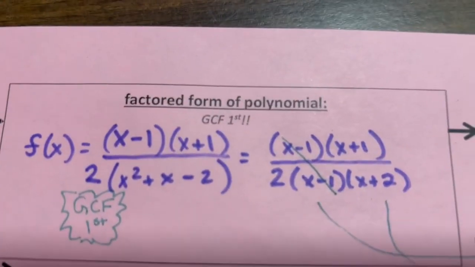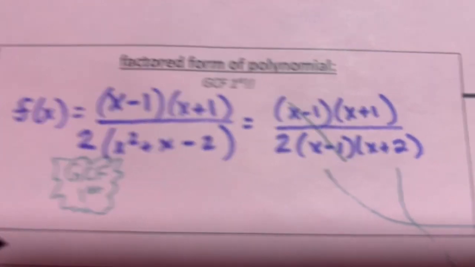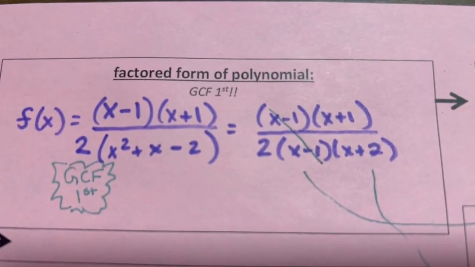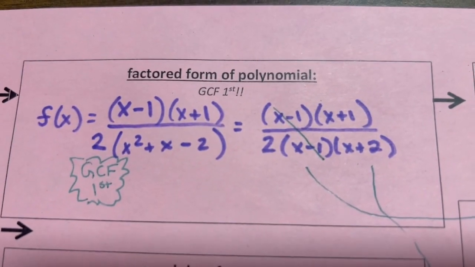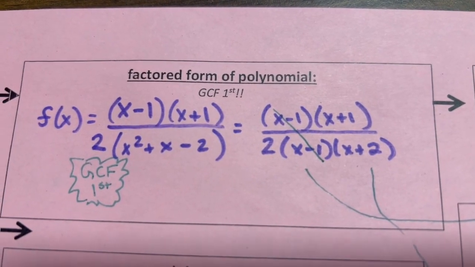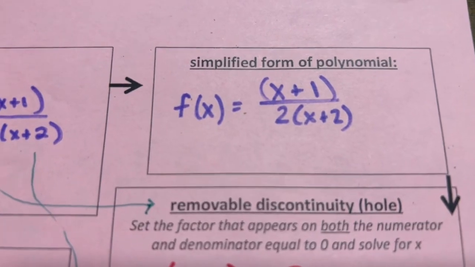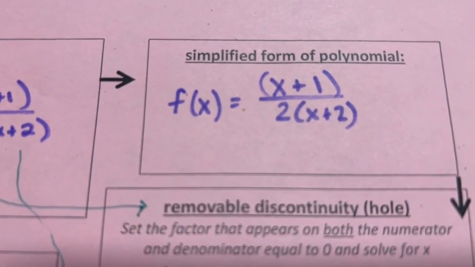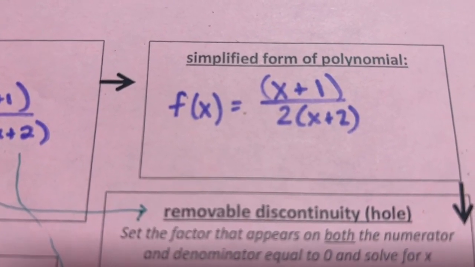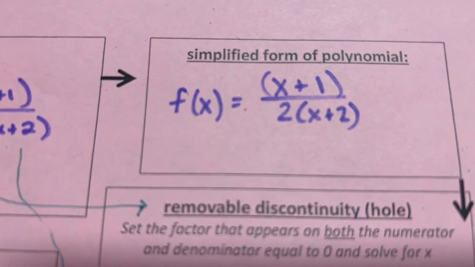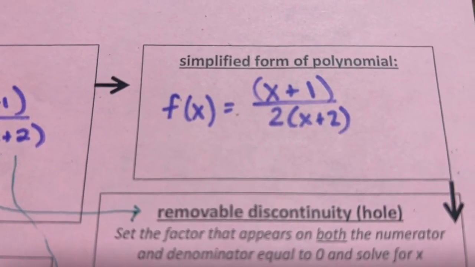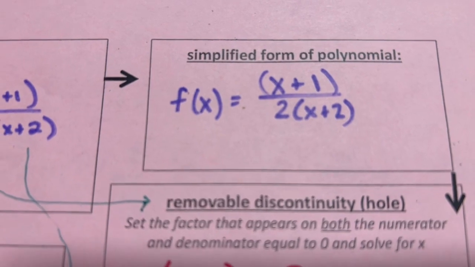But when you cancel a factor, it doesn't just go away. It leads to a point of discontinuity. So let's look at our simplified form because we're going to use it for the rest of our graphing and identifying important parts. We end up with x plus 1 over 2 times x plus 2. I'm going to leave it just like that as we continue on.